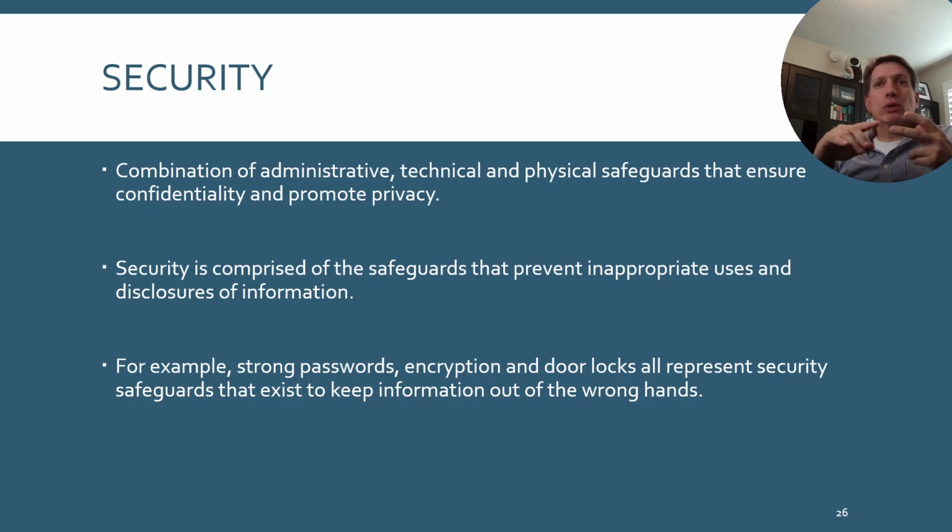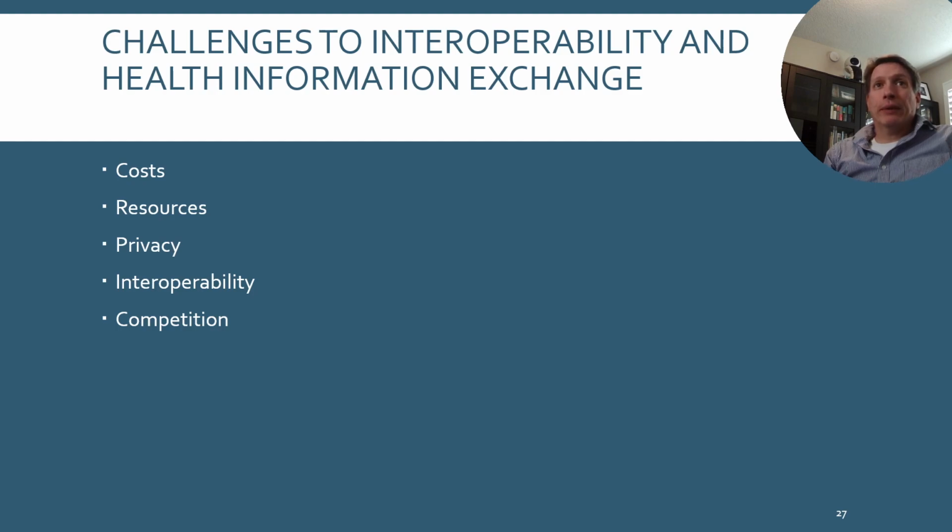Then strong passwords, encryption, physical door locks, and those are the different elements that are required or recommended at the different levels, because HIPAA not only covers electronic data but also covers physical data, and that's why having locked cabinets and safe rooms, things like that, are really important.